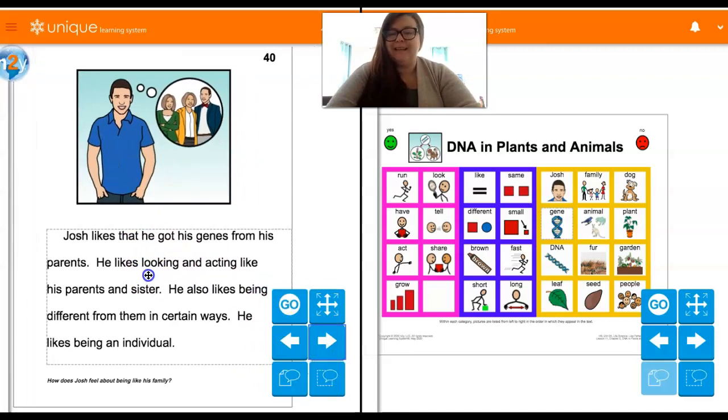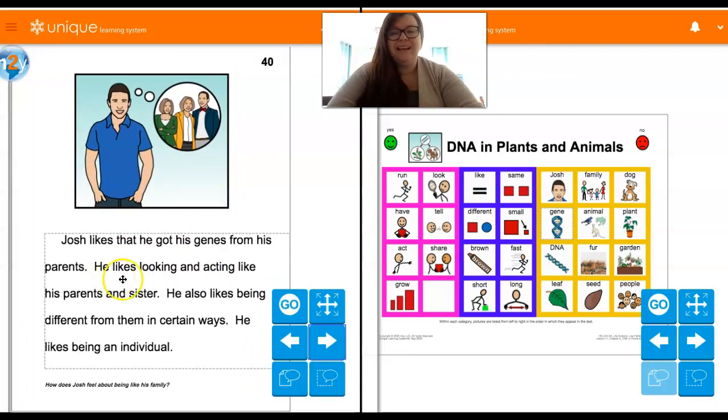Josh likes that he got his genes from his parents. He likes looking and acting like his parents and sister. He also likes being different from them in certain ways. He likes being an individual. So, how does Josh feel about his family? He likes that they're the same in certain ways and that they're still different in certain ways. Next page.